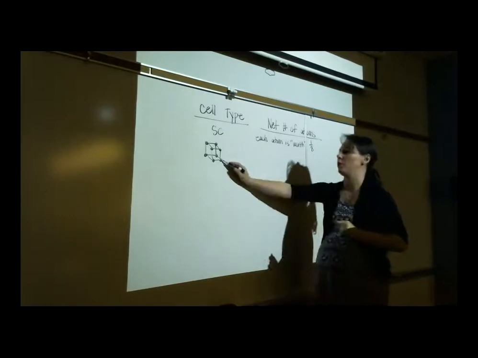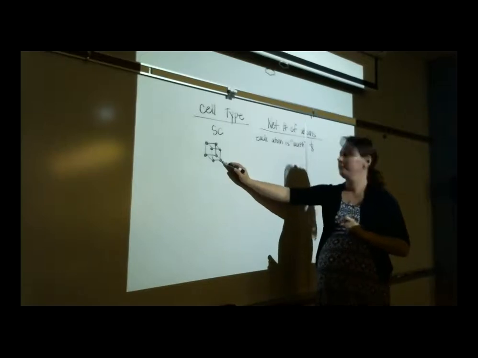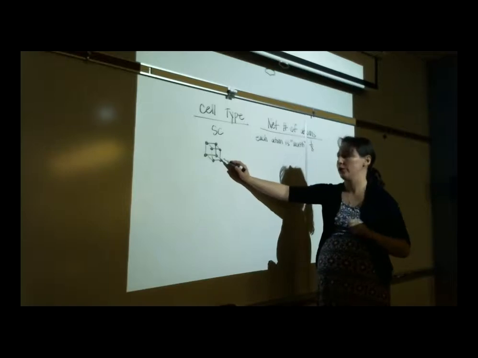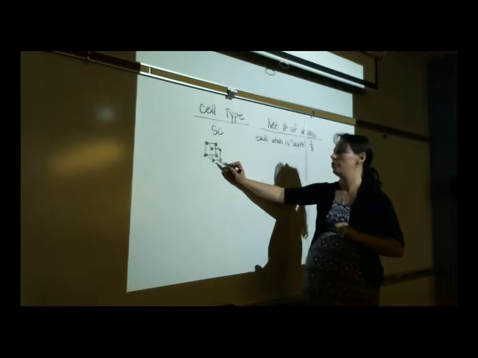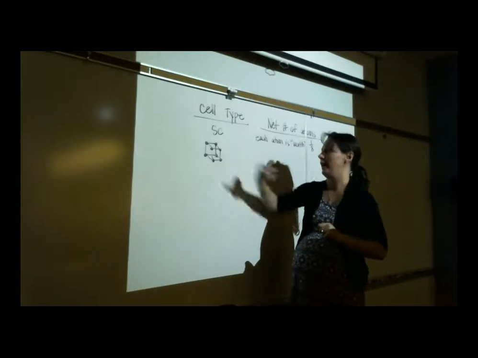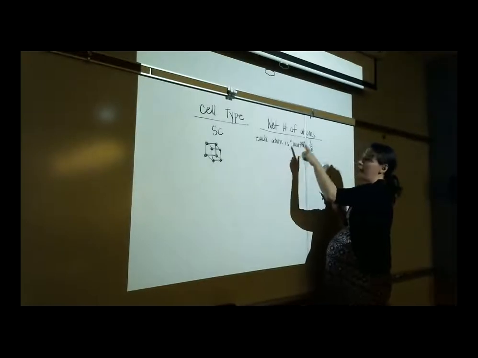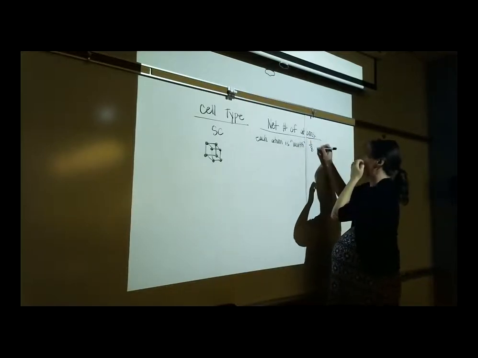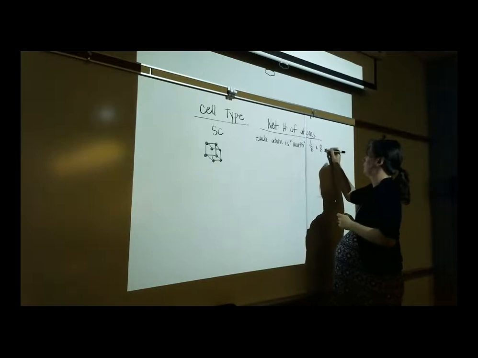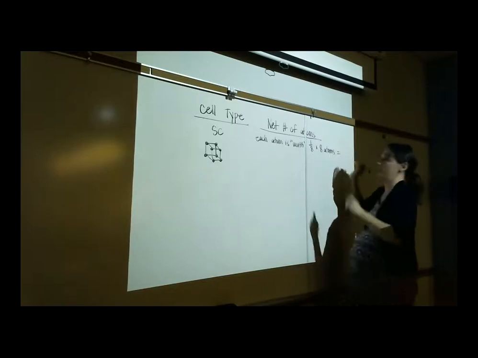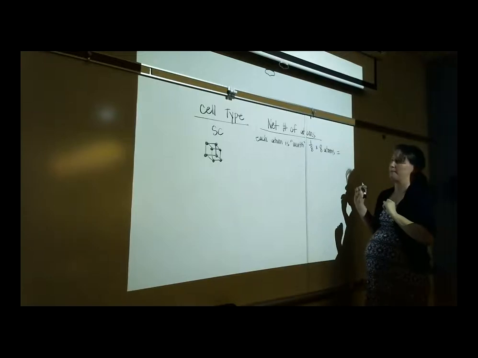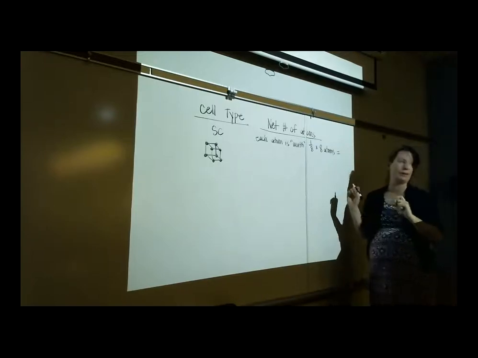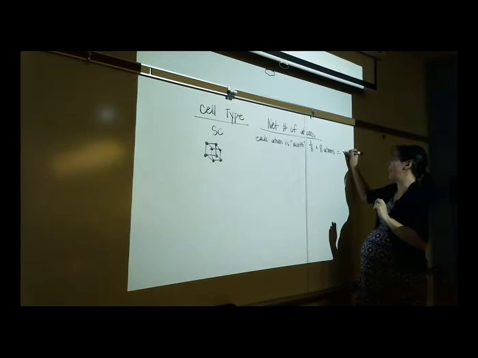If every corner is worth 1/8 of an atom, which is what we just established. Now, how many corners are in simple cubic? How many corners? How many dots? 1, 2, 3, 4, 5, 6, 7, 8, right? So you've got 8 atoms, and 8 of them times 1/8. So how many net atoms do you have in the simple cubic unit cell? What's 1/8 times 8? 1, right?